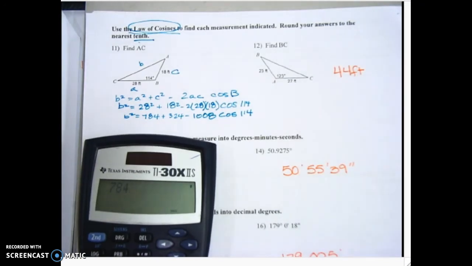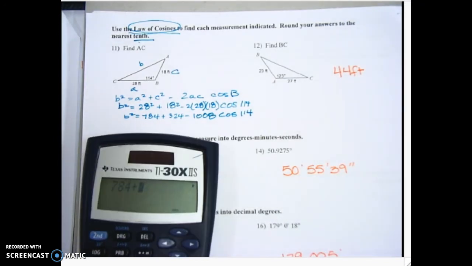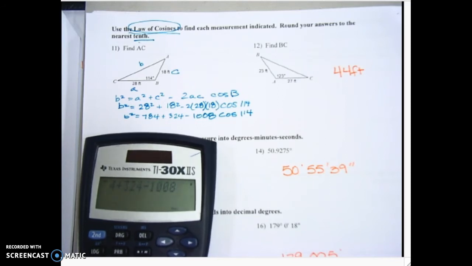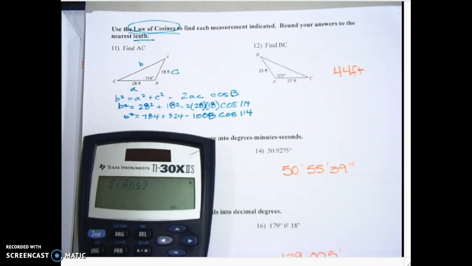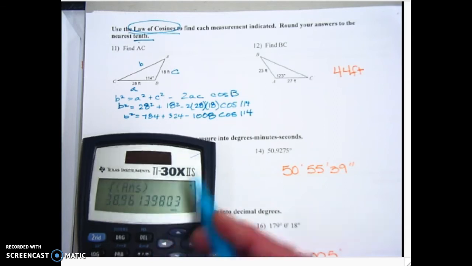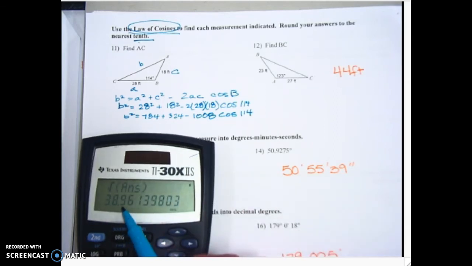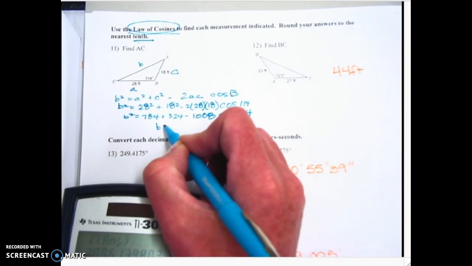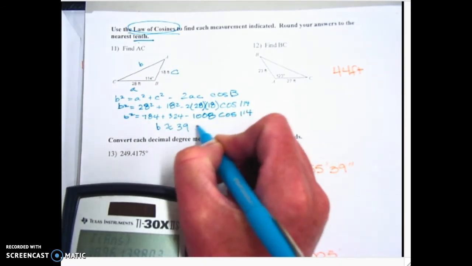I'm going to punch this all in the calculator. I've got 784 plus 324 minus 1008 times the cosine of 114. And then I'm going to take the square root of that, so second square root, second answer. And I've got 38.96. This rounds up, so this is roughly 39 feet.